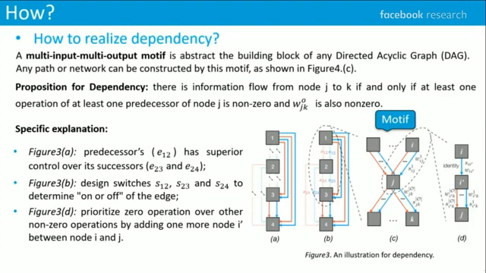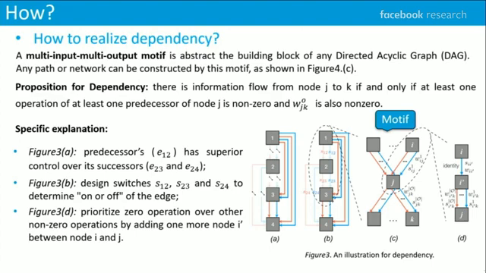For dependency, we propose a multi-input, multi-output motif, which is a basic block for any partial network. The red two figures stand for the motif. We also give a proposition to explain what dependency is. Look at the motif. If there exists information flow from node J to K, at least one parenthesis edge from I to J should be non-zero, and at least one connection from J to K is also non-zero.